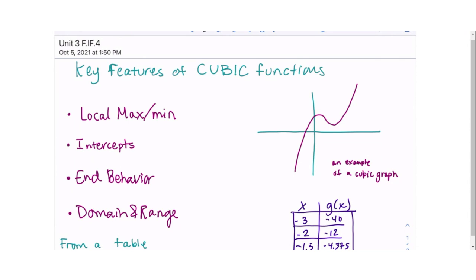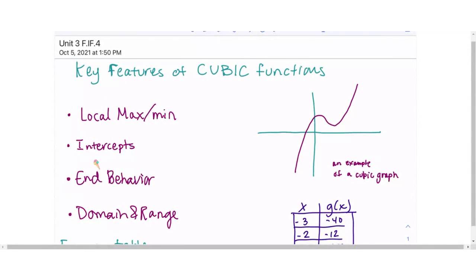We have local max and min. We have intercepts. We have end behavior and domain and range. And then there are a couple different things to get from it. I just wanted to go over some basics of what cubic functions are before we start into everything because it'll make more sense.